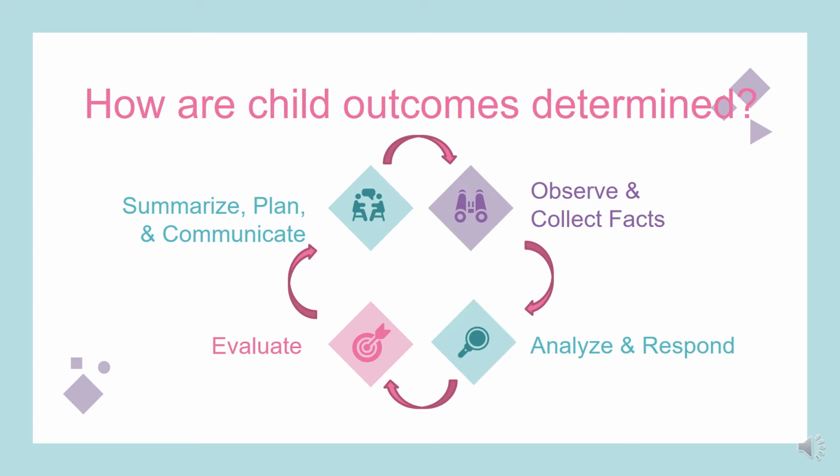And then we're going to use that to also communicate. We may share that information with parents during home visits and parent-teacher conferences. We may share that with other members of our leadership team. Perhaps we have some concerns about some children that we need to get some support for. So this is our basic cycle of child progress monitoring.